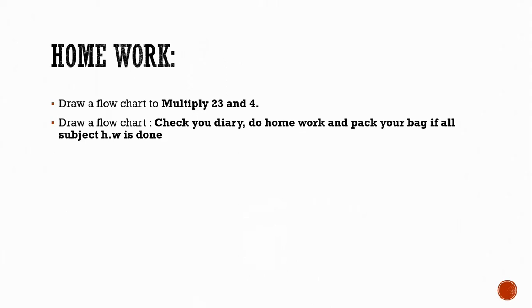Now this is your homework. Simply first write an algorithm which you already wrote. In the previous homework you wrote multiply 23 and 4. Its algorithm you have written. Now you have to draw its flowchart according to the algorithm steps.